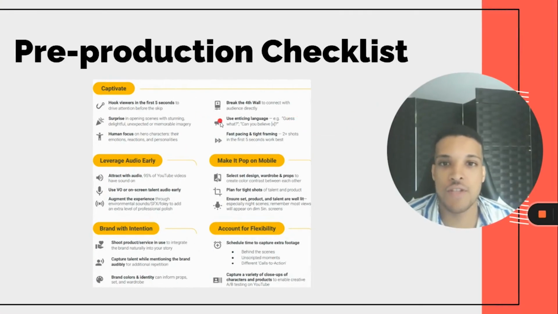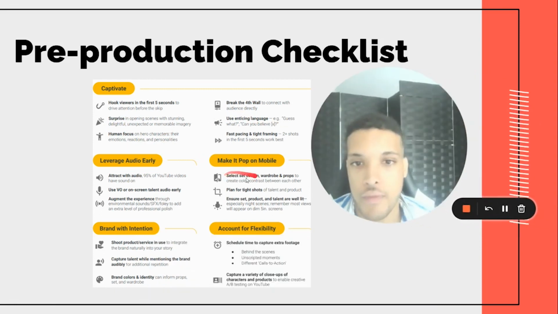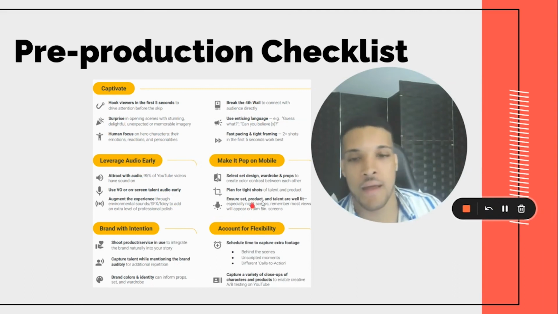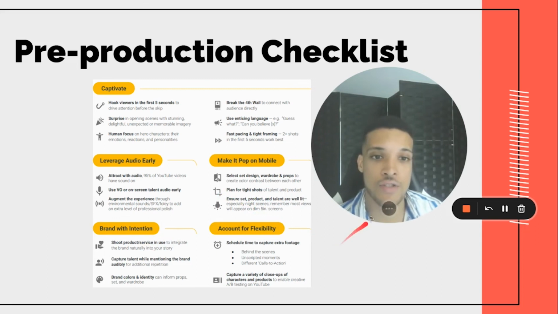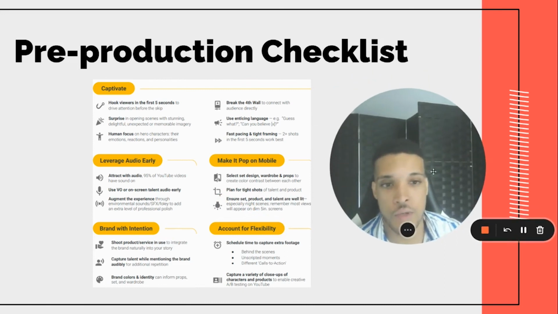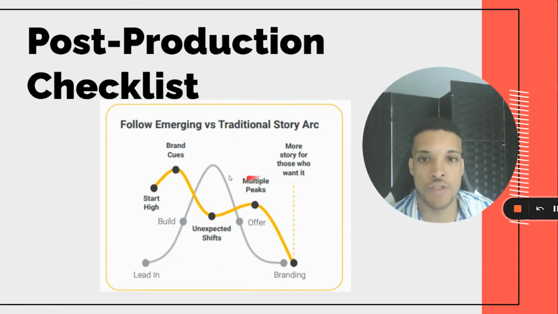And here are some different checklists that you can use when you're actually creating for production. So hooking people in the first 5 seconds, surprise, human focus, you can break the fourth wall, have enticing language, leveraging audio early, making it pop on mobile, so you have different types of shots, branding with intention, so it's not just popping up your logo everywhere, and you want to be flexible when you're creating a video, so you're not putting yourself on a very tight deadline. And then you can see the post-production, which is all about the emerging story arc, so you have multiple peak shifts and more story for people that want it.